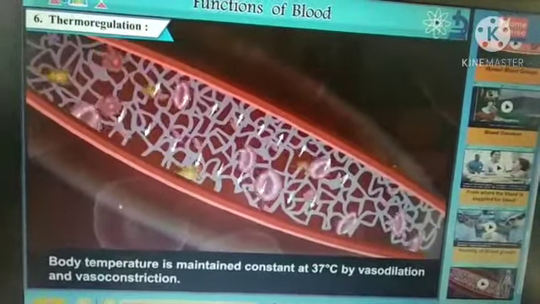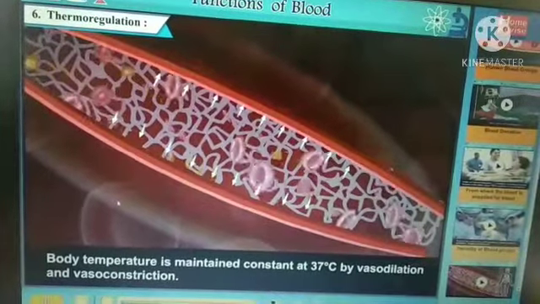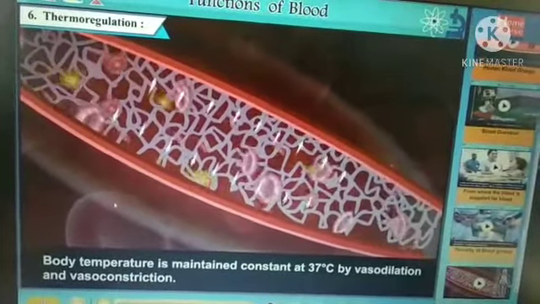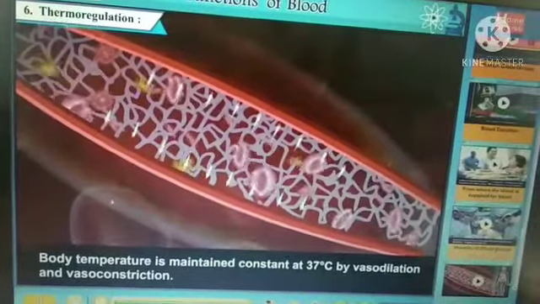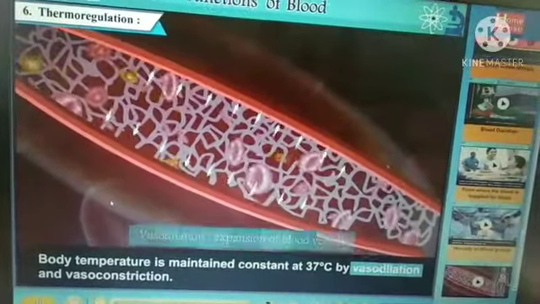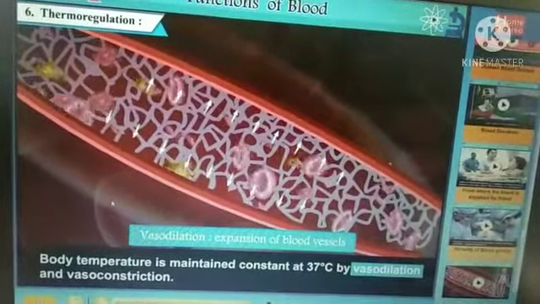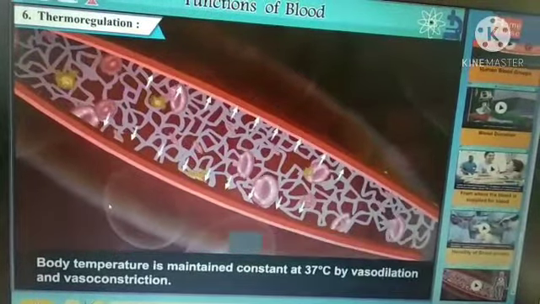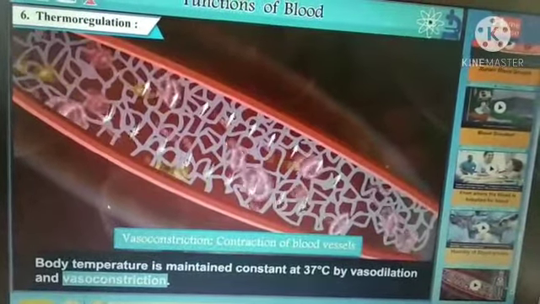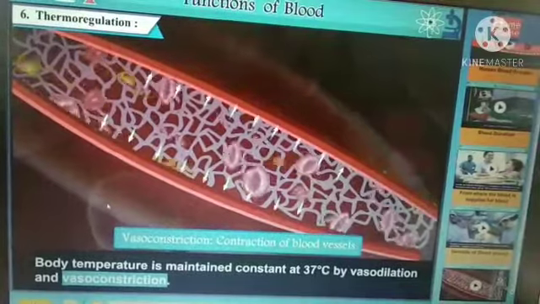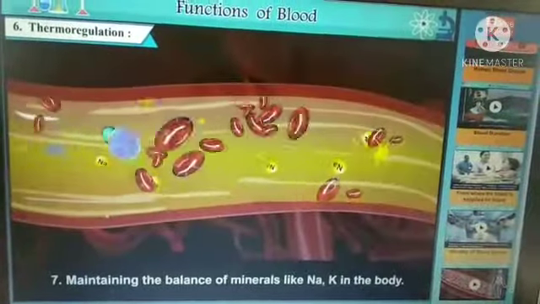Thermoregulation. Body temperature is maintained constant at 37 degrees centigrade by vasodilation and vasoconstriction. Vasodilation, expansion of blood vessels. Vasoconstriction, contraction of blood vessels.